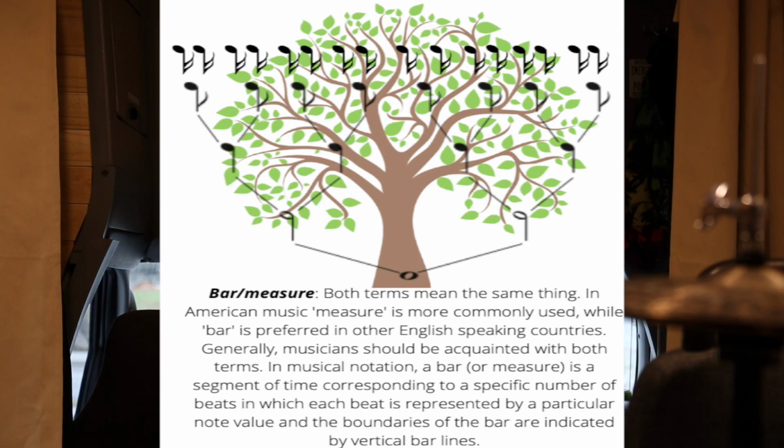Now, how do we fit all these notes together? We use what's called a bar or a measure. Both terms mean the same thing. In American music, measure is more commonly used, while bar is preferred in other English-speaking countries. Generally, musicians should be acquainted with both terms. In musical notation, a bar or measure is a segment of time corresponding to a specific number of beats in which each beat is represented by a particular note value, and the boundaries of the bar are indicated by vertical bar lines. Now, a quarter note represents our metronome, so we're going to get to that shortly.